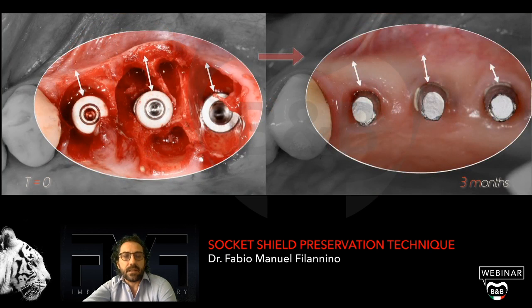Here is another example where we can see how this technique lets us maintain the tissues. We used this technique in the first implant, but in the second and the third implant we only did the socket preservation and the blood clot. So the difference is evident, and only in the first implant can we achieve the same resorption rate on the buccal aspect.